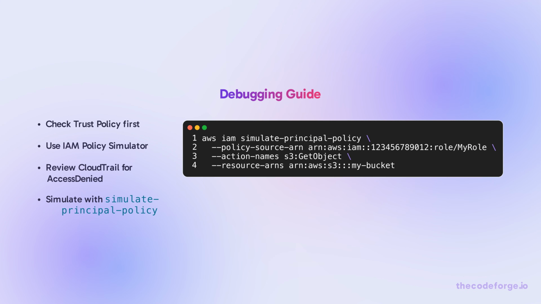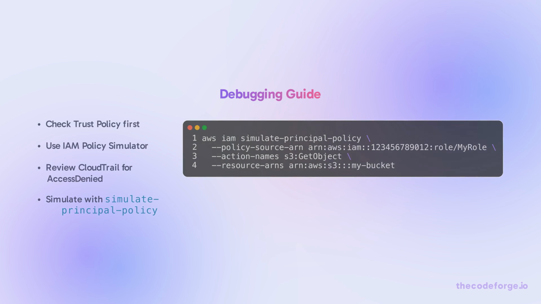When debugging access issues, start with the trust policy. Then use the Identity and Access Management Policy Simulator to reproduce the deny in a controlled environment. CloudTrail logs show the exact event and error. The Simulate Principal policy command tells you which statement caused the deny without making the actual API call.